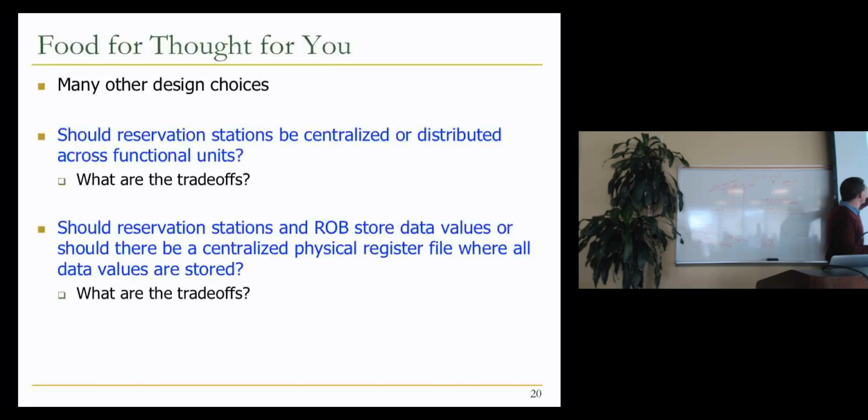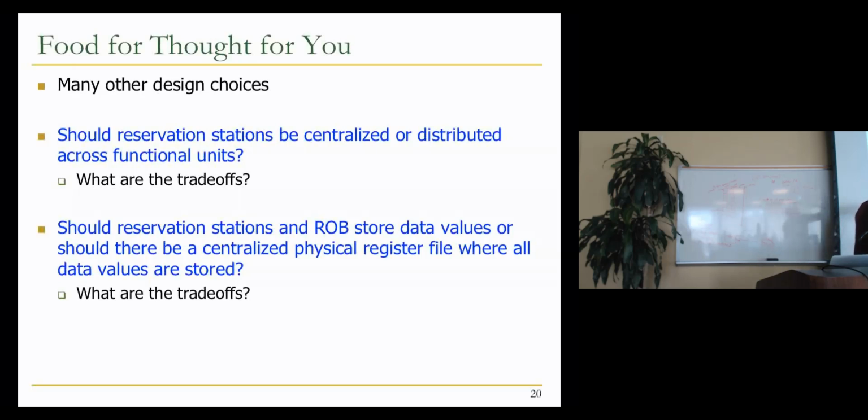Okay. Another question, should reservation stations and reorder buffers store data values, or should there be a centralized physical register file where all data values are stored? Well, let me answer what some processors do today. A lot of the processors actually use distributed reservation stations for functional units. The advantage of a distributed reservation station is you can specialize the reservation station for the functional units. If you have a centralized reservation station, you need to have all of the fields that are needed for all of the functional units per reservation station entry. That's the downside of a centralized reservation station.